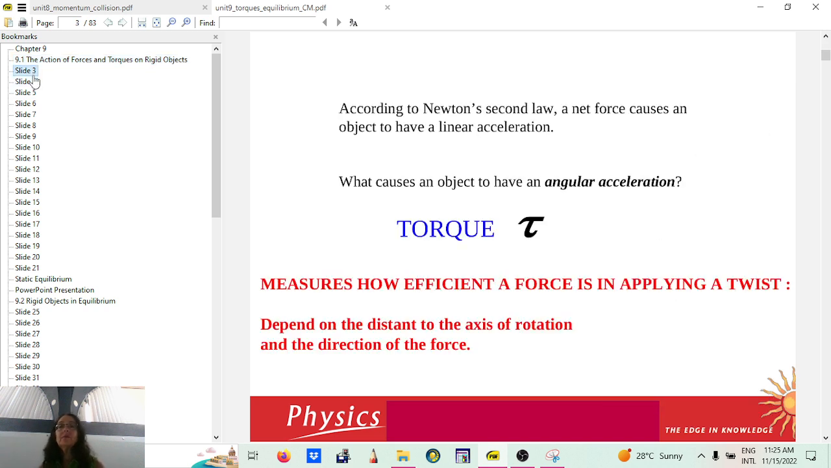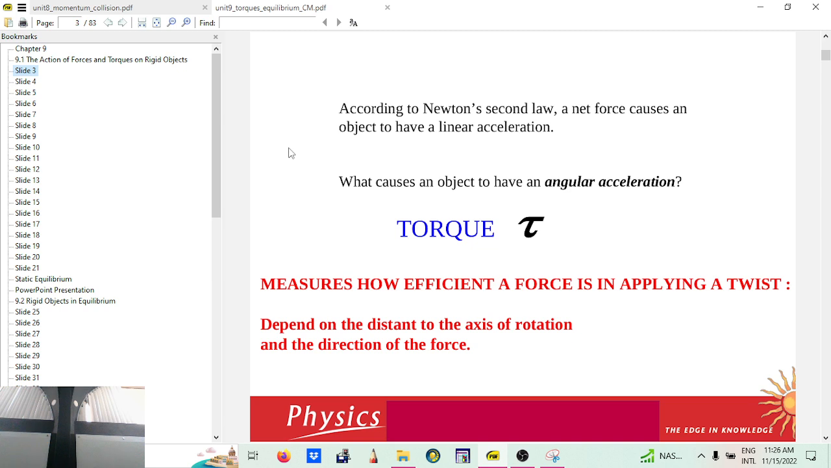So for example, if I have a door, there is a door over there. Can I go to the door? Can you see me over there, very far away? So this is the axis of rotation. Here we have an axis of rotation. And I want the door not to move. I want to stop the door from moving. So what do I need for that? How efficient am I going to be in making the door move?